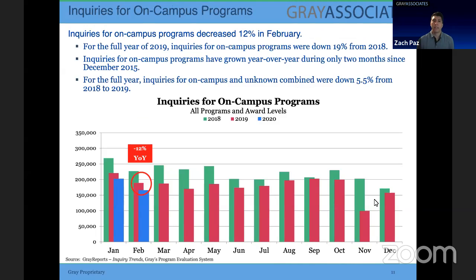On the other end, we have on campus, and these have been declining consistently. One indicator you'll want to be aware of is that the interest is really moving towards online. So as an institution, are you moving in that direction as well? When you see January and February both declining, February at 12%, that might be something to cause you to start making changes if you're not already making them.